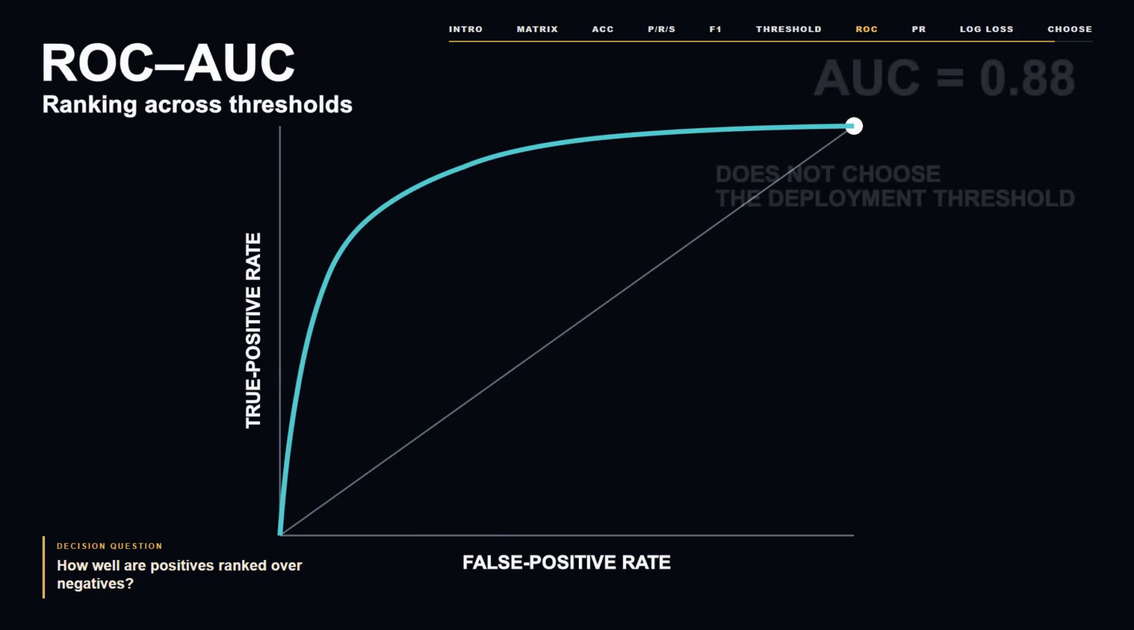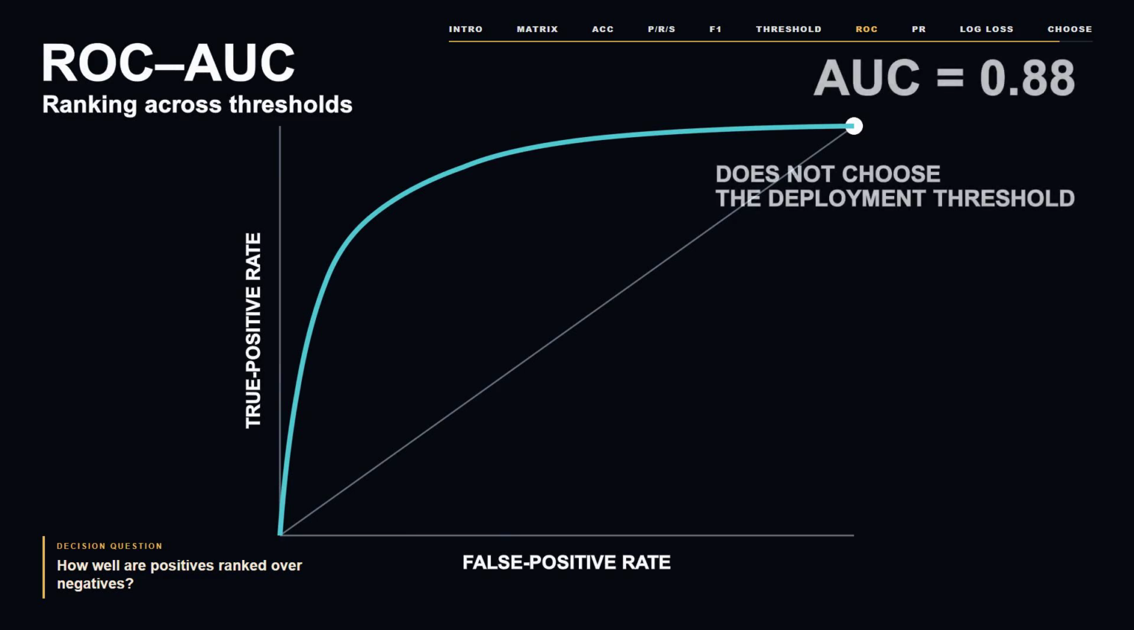ROC-AUC is useful for comparing broad ranking behavior across thresholds, but it averages over operating regions you may never use, and it doesn't tell you which threshold to deploy. A strong AUC can coexist with an unacceptable number of false alarms at your chosen point.